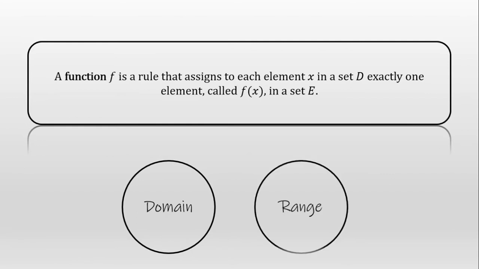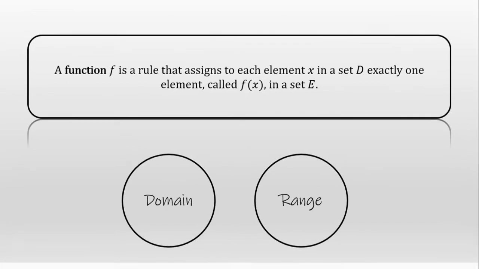The range of f is the set of all possible values of f of x as x varies throughout the domain. A symbol that represents an arbitrary number in the domain of a function f is called an independent variable. A symbol that represents a number in the range of f is called a dependent variable.